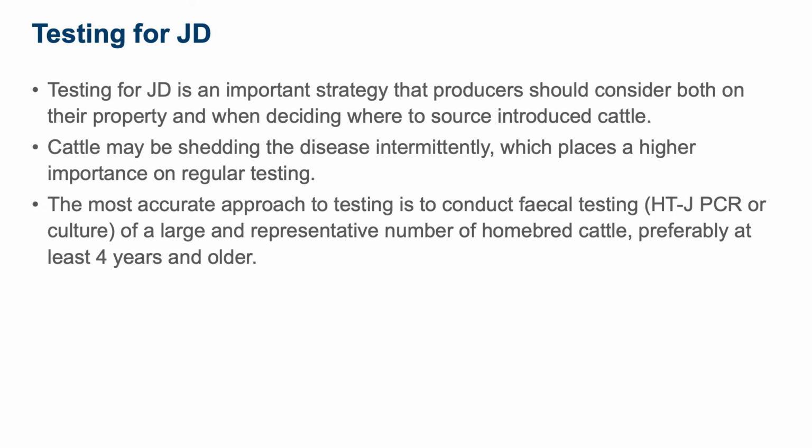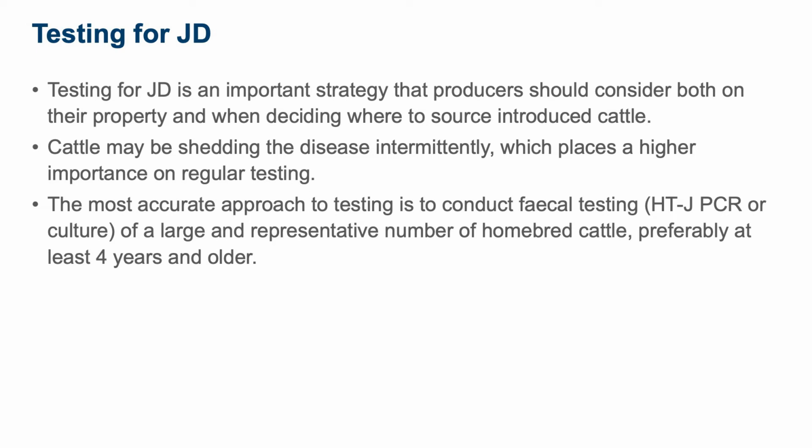Now, what tests can be done to look for and diagnose livestock infected with JD? Several tests are available, but it's important to know that they each have their own limitations. Fecal tests, either the HTJ, PCR, or culture, are the most accurate or sensitive test. However, they can only pick up the infection when animals are old enough to shed it in their feces.